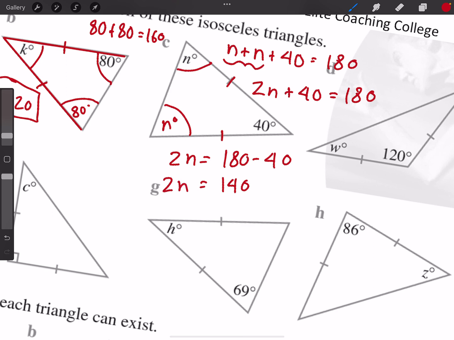So 2 times a number is 140. Therefore we divide 140 by 2, because we can divide both sides by 2. Okay, so therefore n is equal to 70, and there's your answer. This is 70, and that's 70.